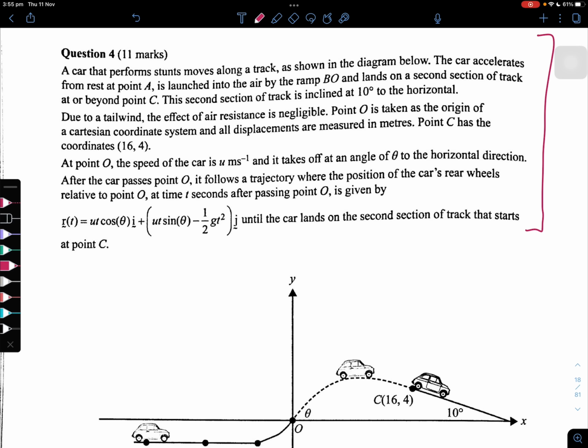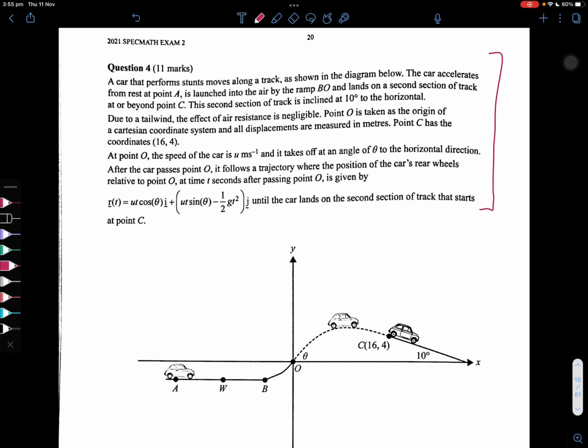Okay. Oh, this is a lot of reading. It's like specialist literacy. A car that performs stunts moves along a track as shown in the diagram below. The car accelerates from rest at point A, is launched into the air by the ramp BO and lands on a second section of the track at or beyond point C. This section of track is inclined at 10 degrees to the horizontal. Okay, that might be useful later on. Due to a tailwind, the effect of air resistance is negligible.